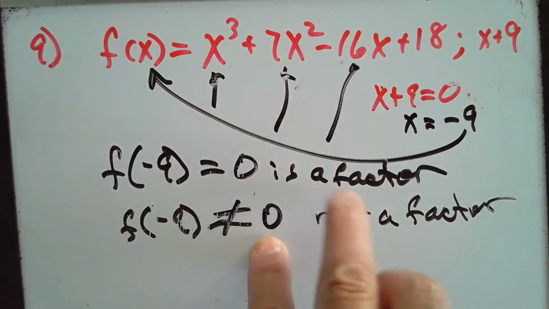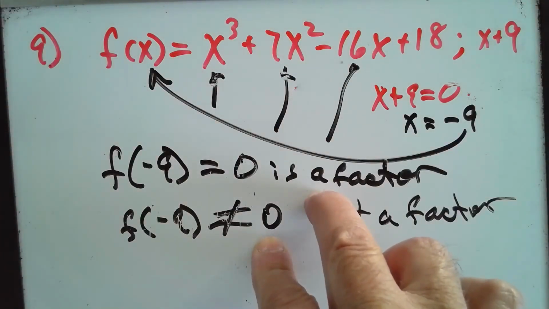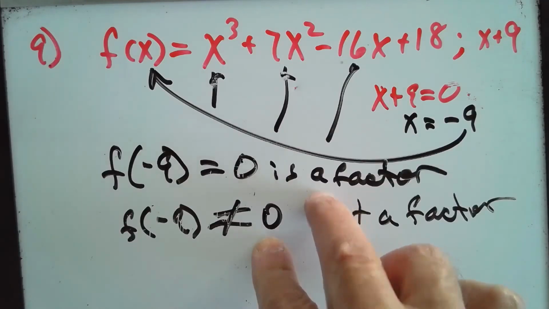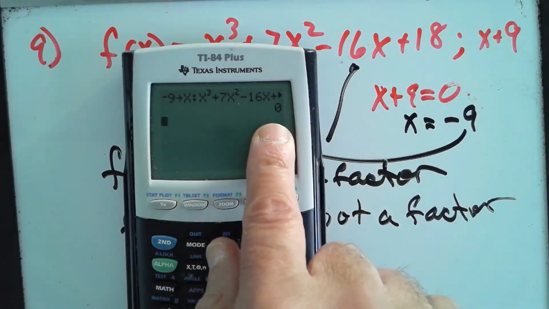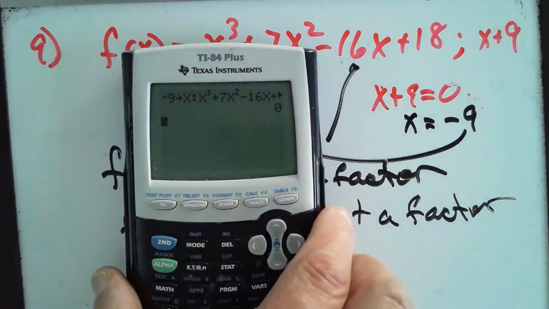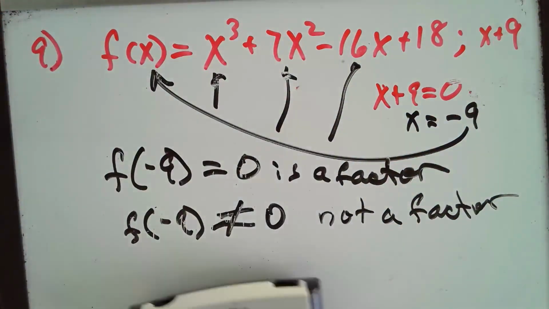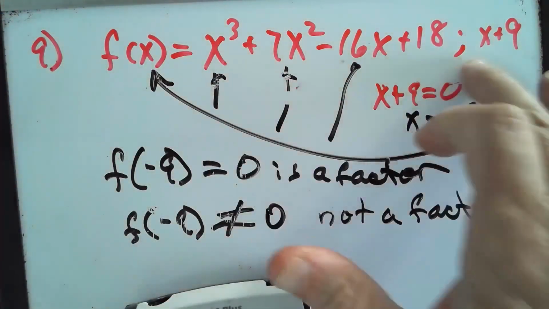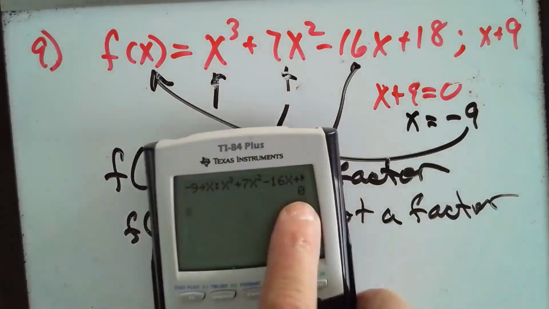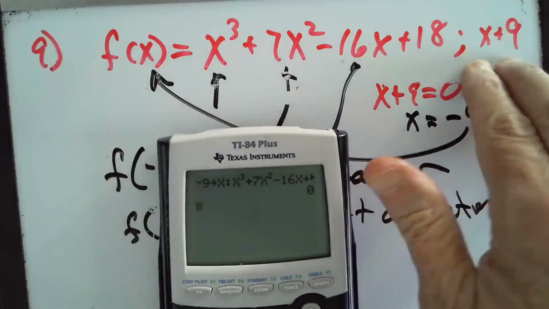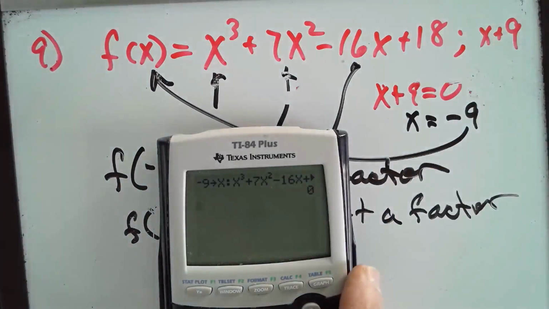By definition, right? Can we say it's a factor? Yeah, because we get 0 out. So if we were to use synthetic division and put -9 in here, the remainder will be 0. And so this is a quick way to find if your factors are zeros or not. Okay? Question. You had a question? Did you get it?